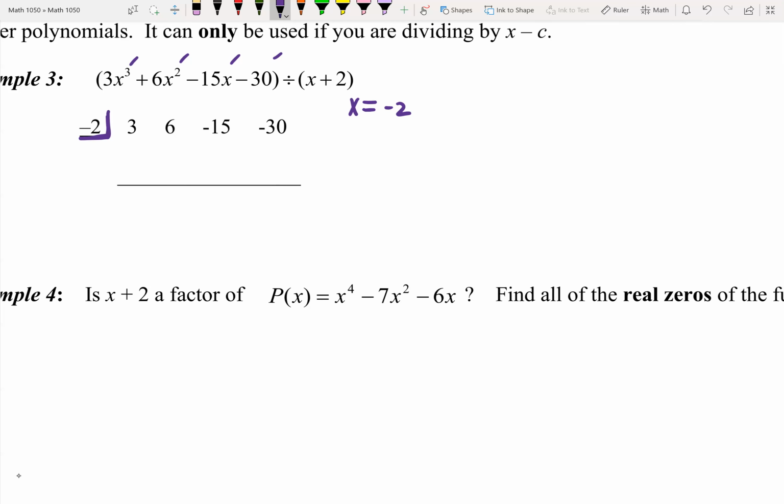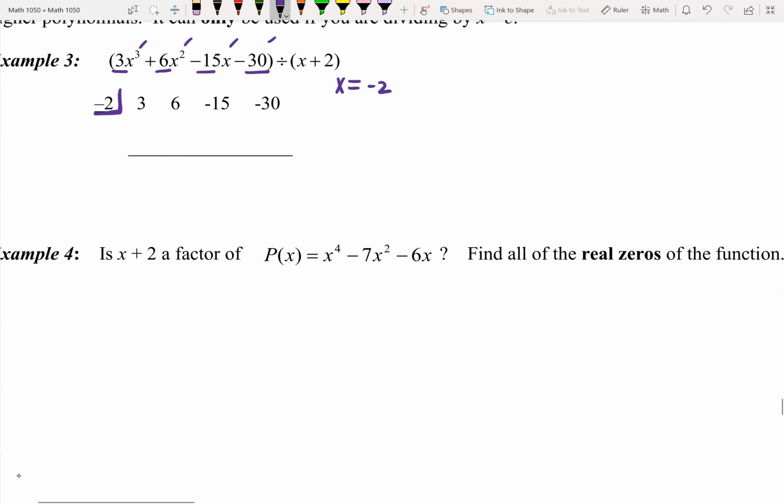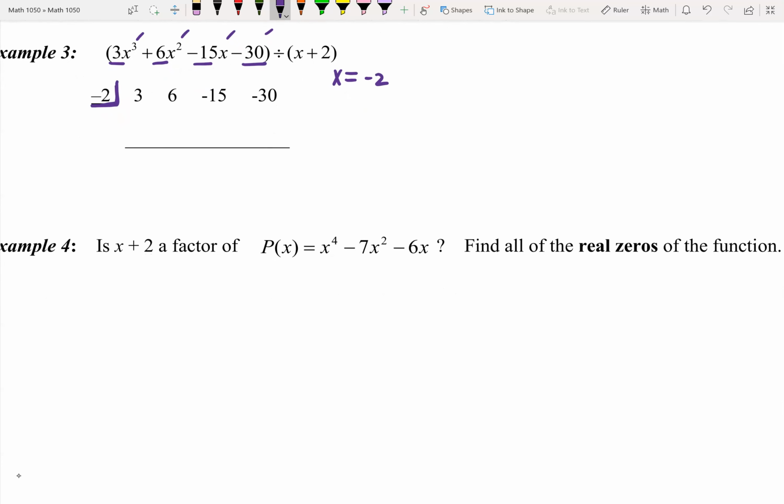So now I take those coefficients, 3, 6, negative 15, negative 30, and that's how those got there, okay? See this 3 right here? Whatever that number is, it always just comes straight down. Then you take that number and you multiply it by negative 2. So 3 times negative 2 is a negative 6. Now I combine a 6 and a negative 6, and when I do, I get a 0.